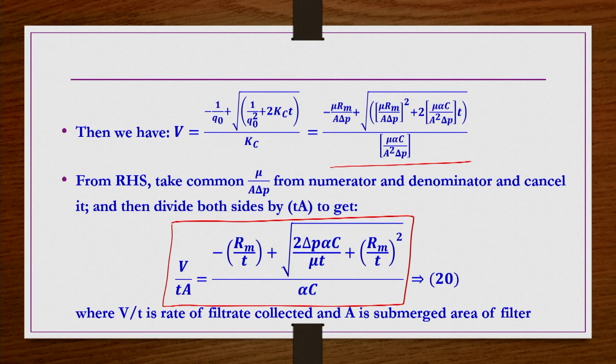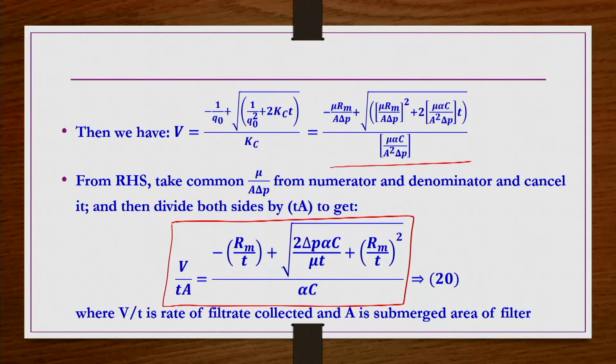Basically, the difference between equation number 19 and 20 is that in equation number 19 we have it in terms of Kc and 1 by Q naught. Here we directly have this equation in terms of alpha and Rm. V by t is the rate of filtrate collected and A is the submerged area of the filter. It is not the total filter area. In the continuous filtration process, only a fraction of the filter medium is submerged in the slurry, which we are going to see in the equipment part. How much area is submerged in the slurry is known as A here in the case of continuous filtration.